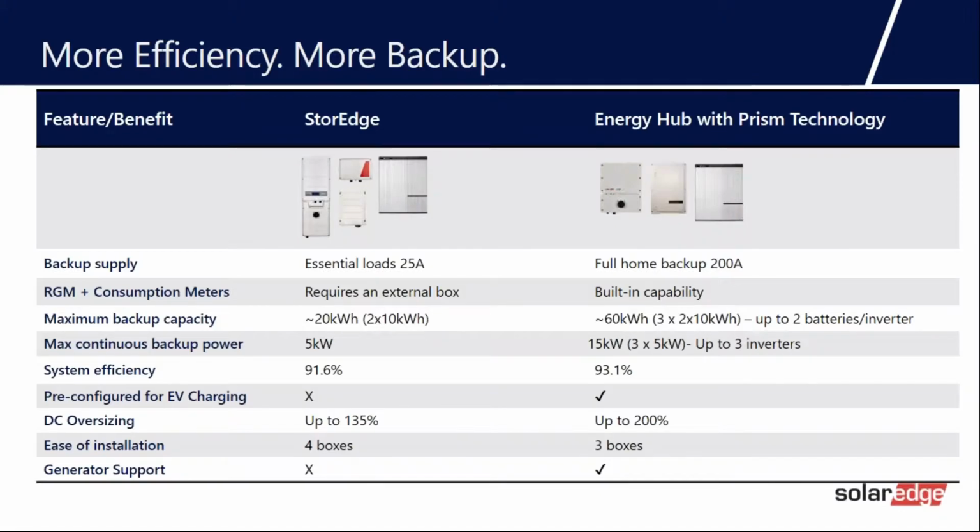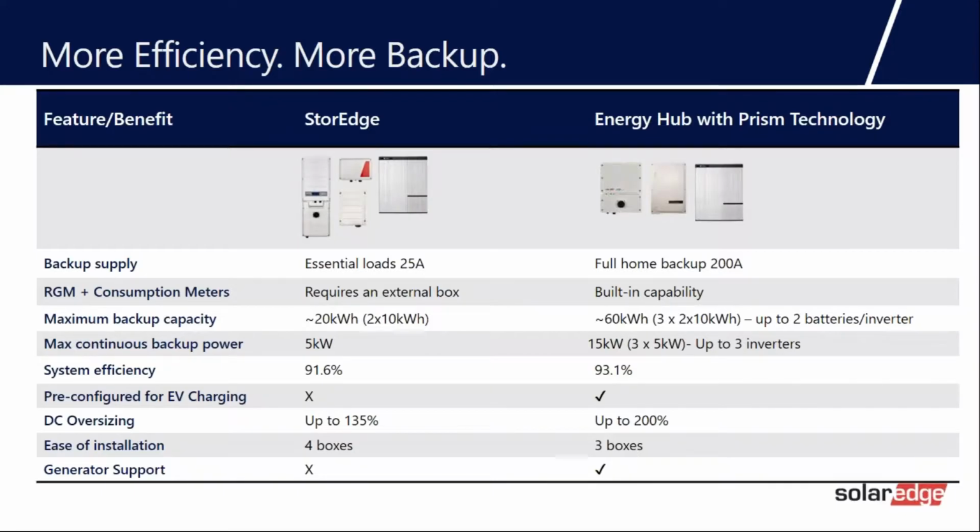The max continuous output for an inverter is 80% of the AC rating of the inverter. So if we have just batteries, it's going to be 5 kilowatts per battery. But if you have battery and PV, then you get 80% of the AC rating. So if you have a 7.6 kilowatt inverter, that's roughly 6,080 watts. So you'll be able to get 6 kilowatts in backup continuous.